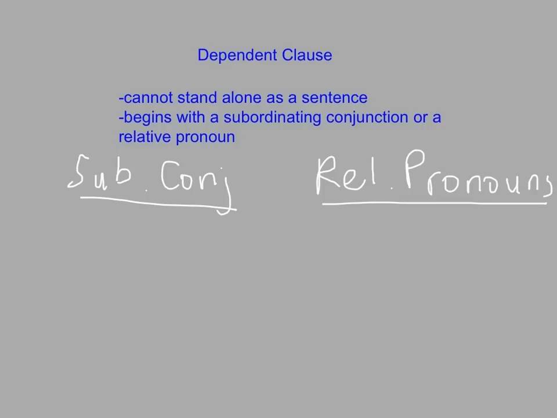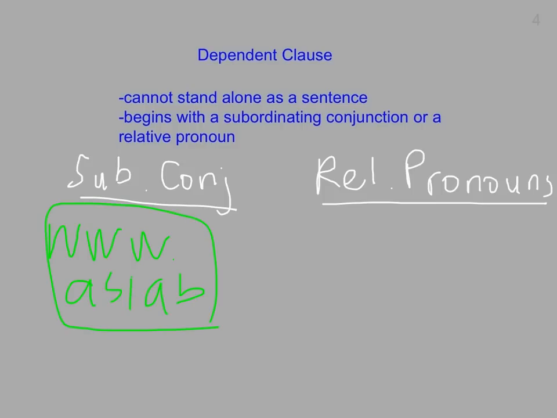Okay, what you should have come up with are the WWW.ASIAB words, and you should know all the words that represents. And then there's plenty others that I won't list for you now. Then you have the relative pronouns: that, which, who, whose, and whom.